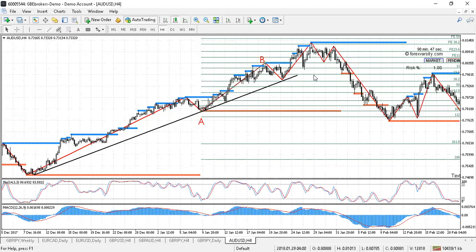I'll probably have the trend line in place anyway beforehand, but when it got down to the 38.2 or very close, and I saw that stochastic had ticked into the oversold section, then okay, I'm happy now to take a signal. I'm happy now to look for my signals on the 38.2.